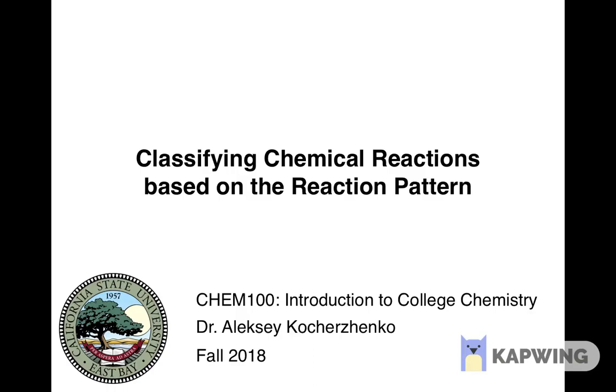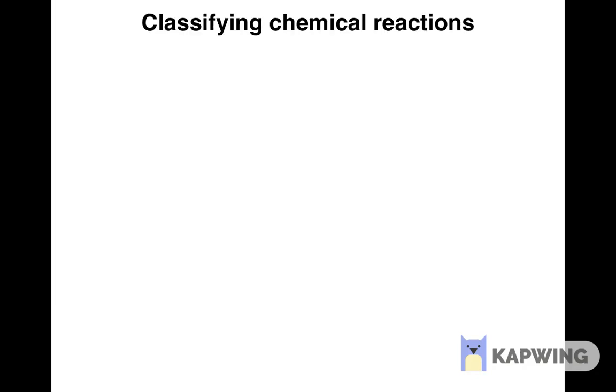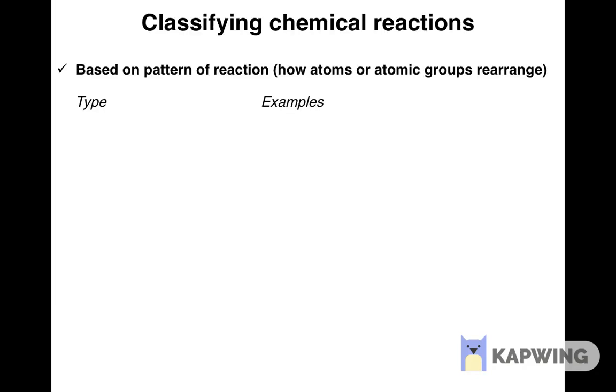Another classification of chemical reactions is based on the reaction pattern. That is, on how atoms and groups of atoms rearrange during the reaction. The first type of reaction in this classification is a synthesis or combination reaction. In synthesis reactions, two reactants come together to form one product.